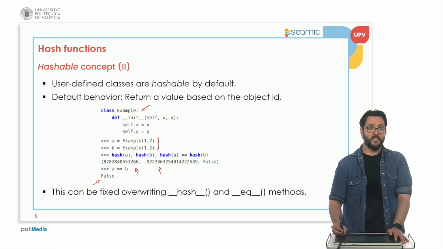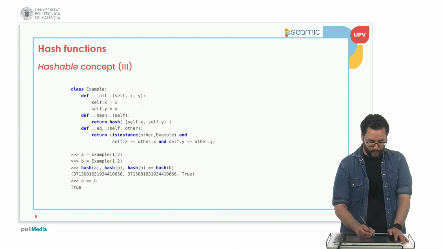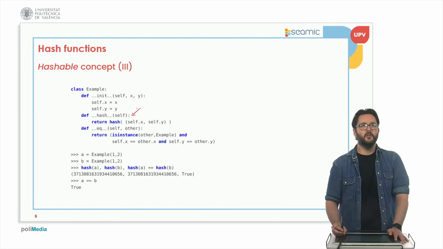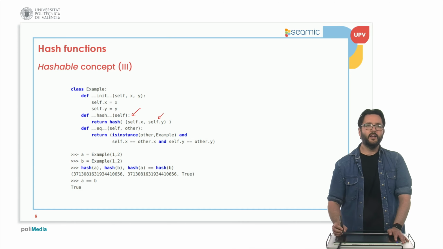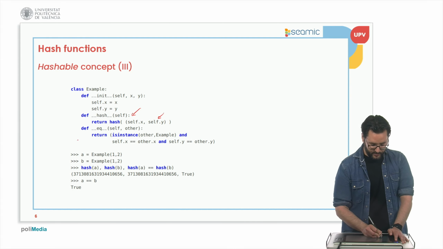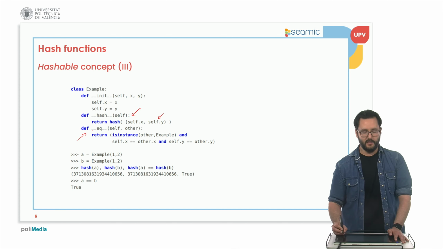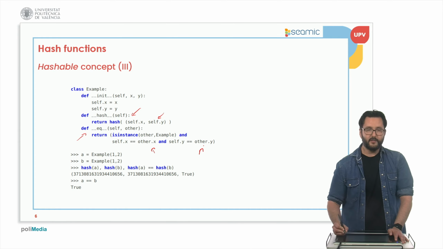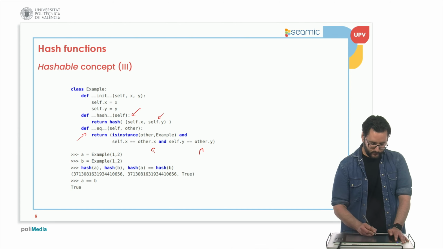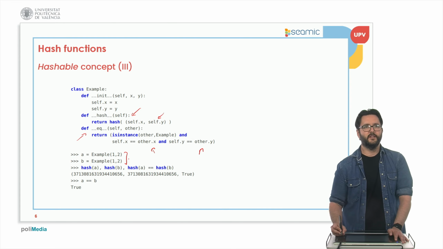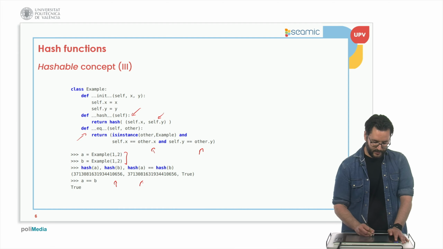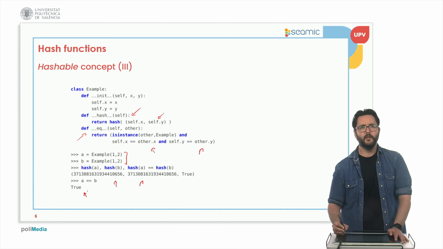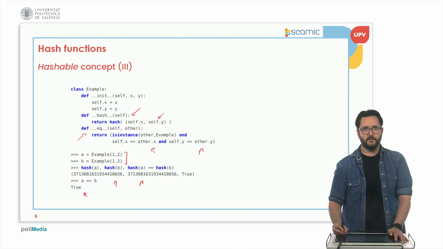We can fix this behavior by overwriting the hash and equals in order to be consistent. We can include, for example, a new hash method considering X and Y to compute the hash. We can change the equals as well in order to consider X and Y. We can repeat this code, creating two instances, and now the hash and the equals are consistent. We are obtaining the same hash here.